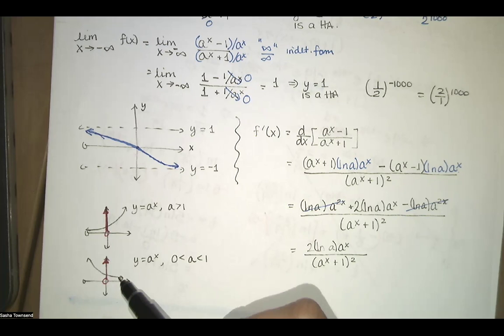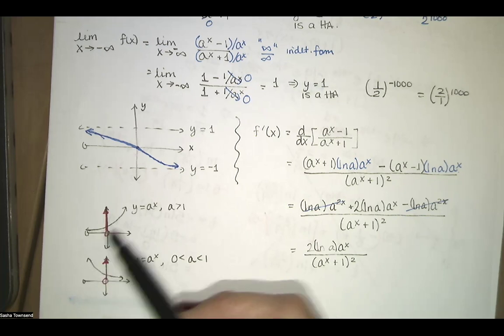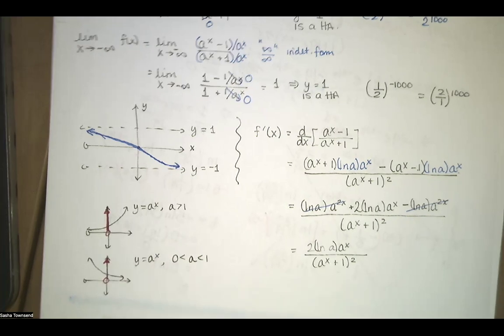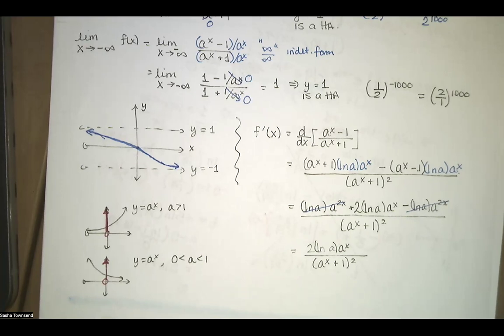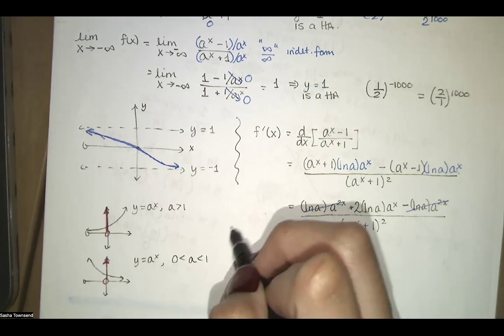But we can see that the function lies entirely above the x-axis, which means that all the y values are positive. So a to the x is positive. If I take this positive number and I add 1, this expression is greater than or equal to 1, and we square it. So that's still a number that's greater than or equal to 1. So this is positive. But natural log of a could be positive or it might be negative.